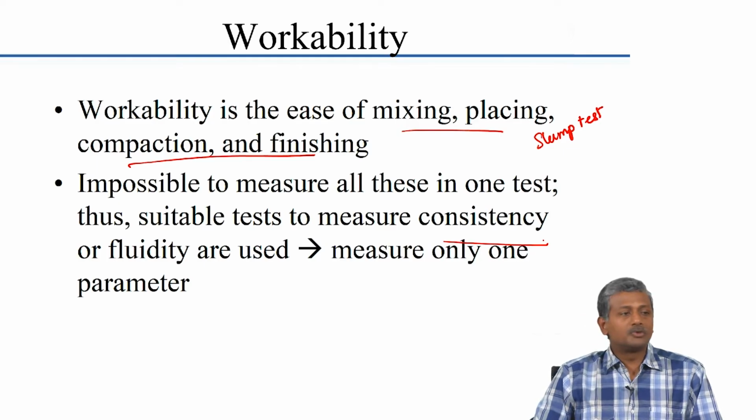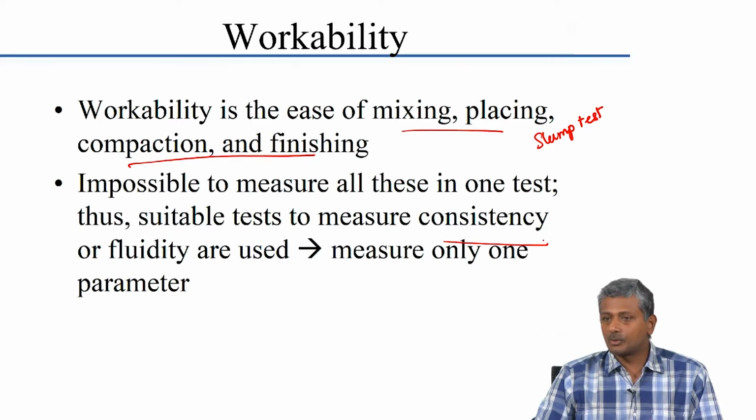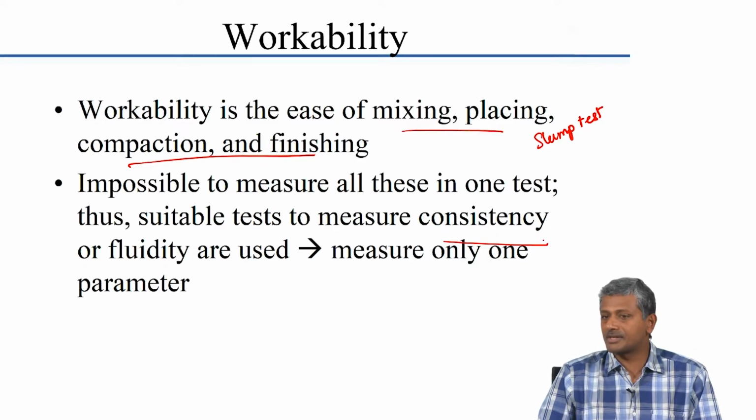Now, if you choose two different mixes with the same water content, but maybe a different aggregate proportion, the coarse aggregate to sand proportion, you will find that the slump may not be different by much, but the characteristics of the mix with respect to placing and compaction will be quite different in these cases.